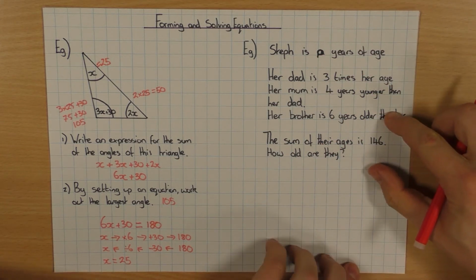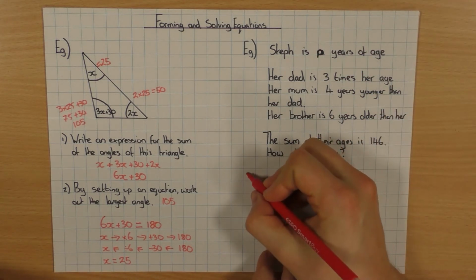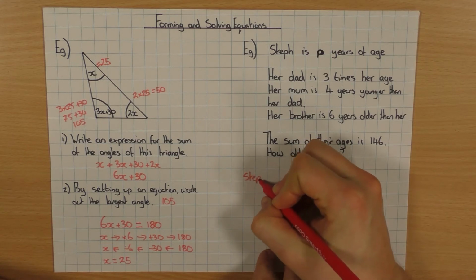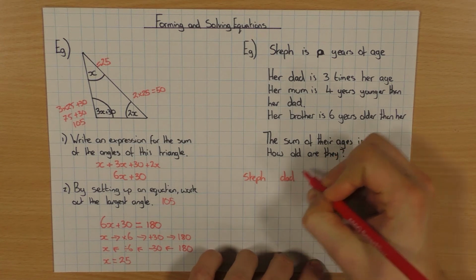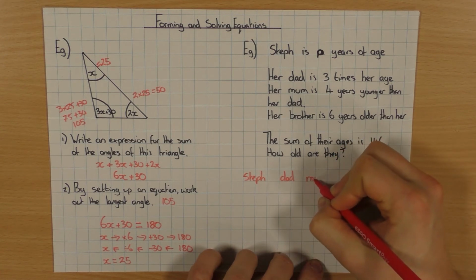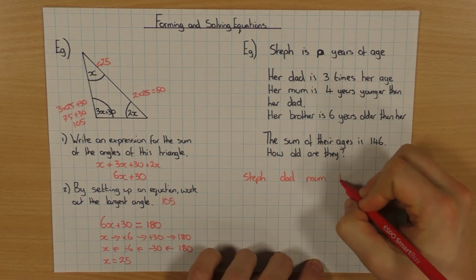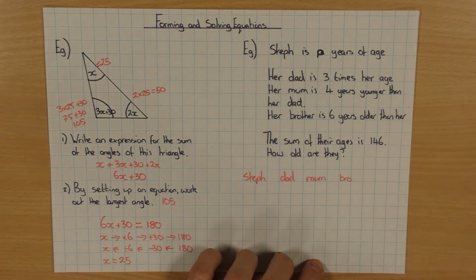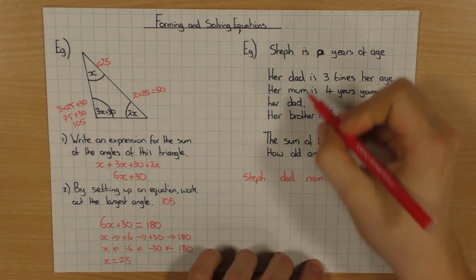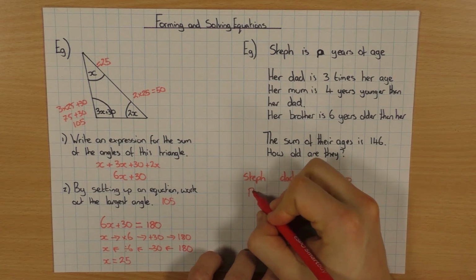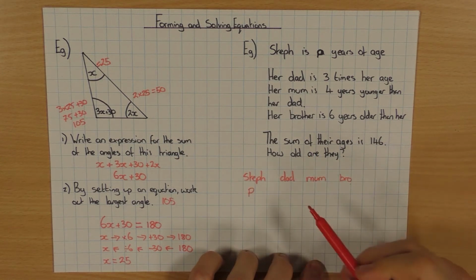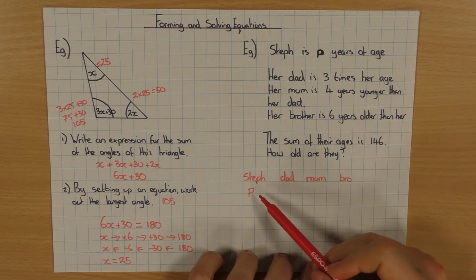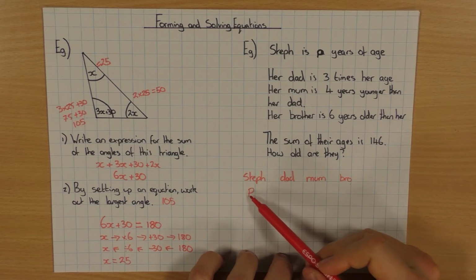So what I recommend we do is you draw a little bit of a table. So let's have Steph, let's have dad, let's have mum, and let's have her bro. Okay, her brother. Now Steph has the age of P. Everything's based on P. So we build up our equation, or we start to form our equation based on P.